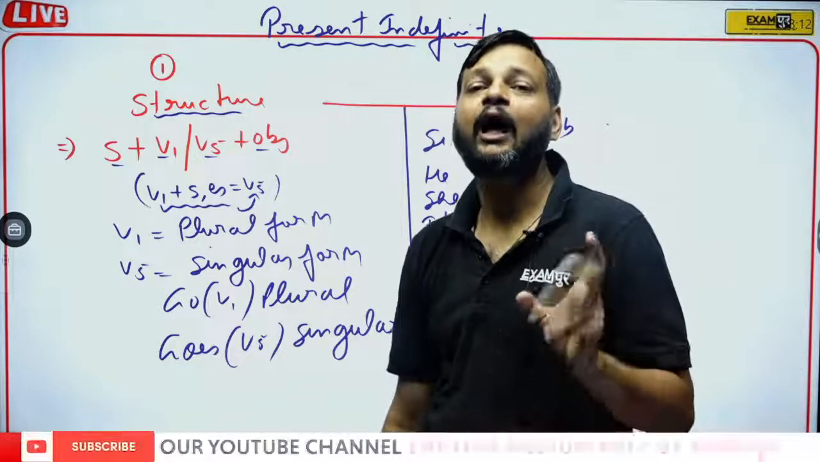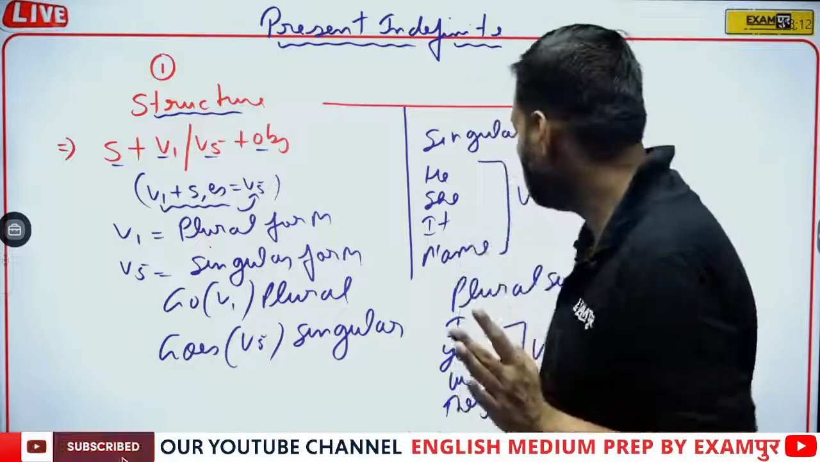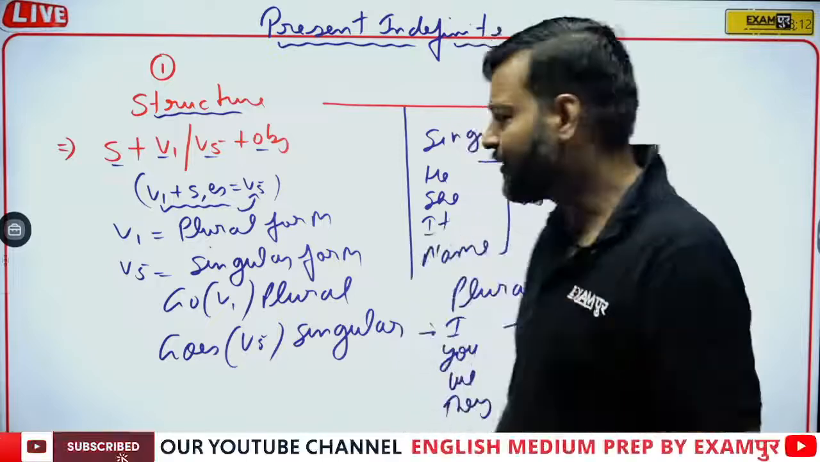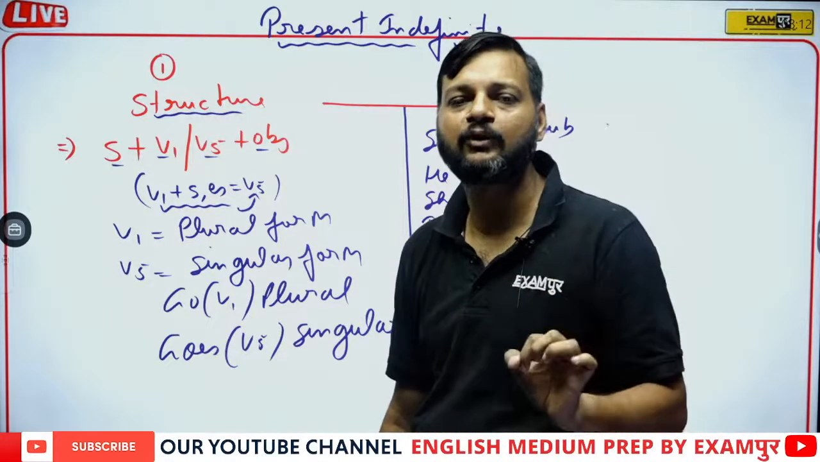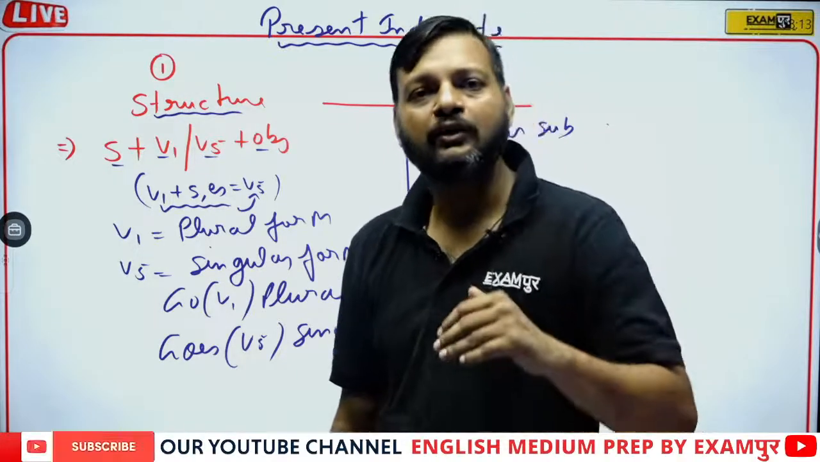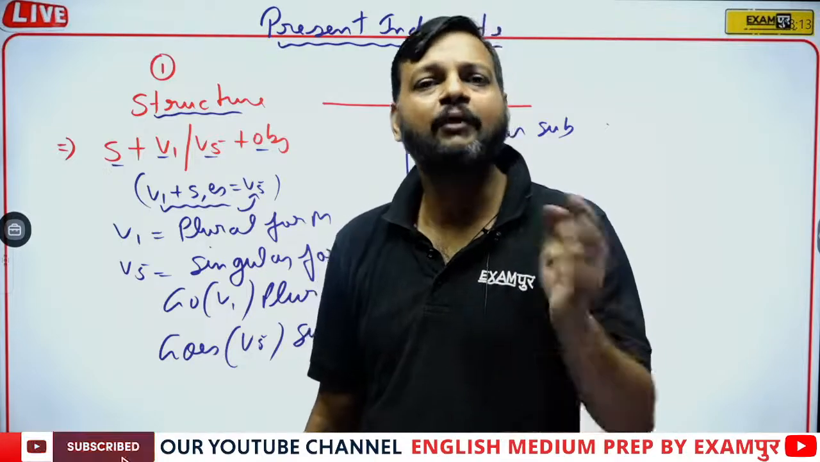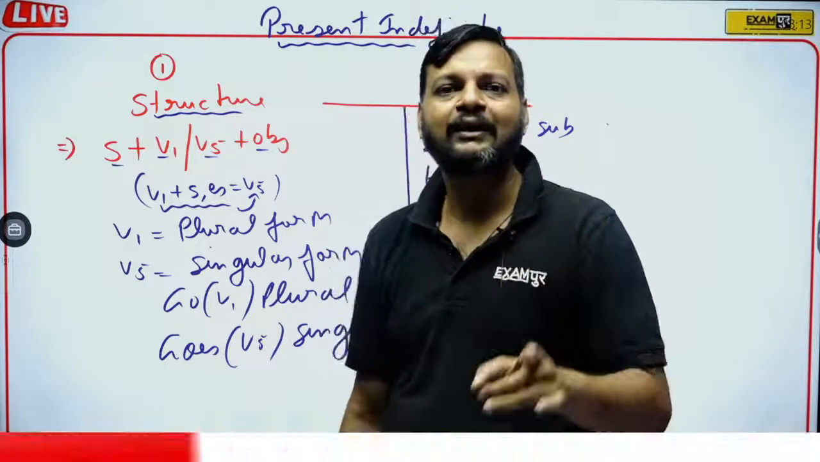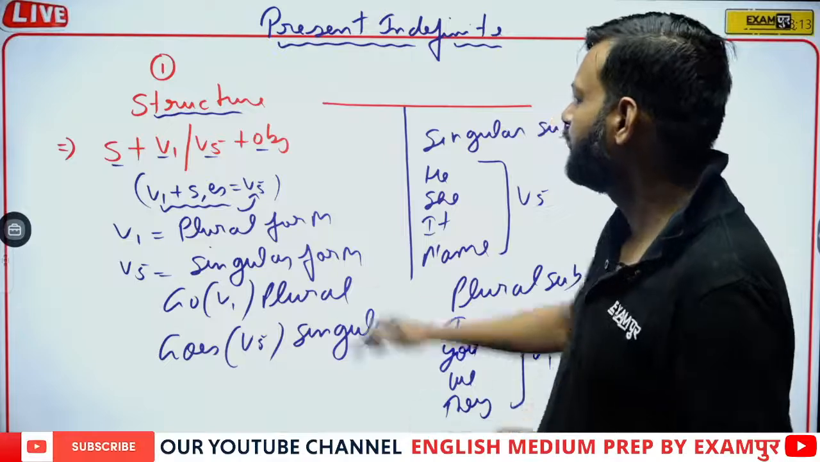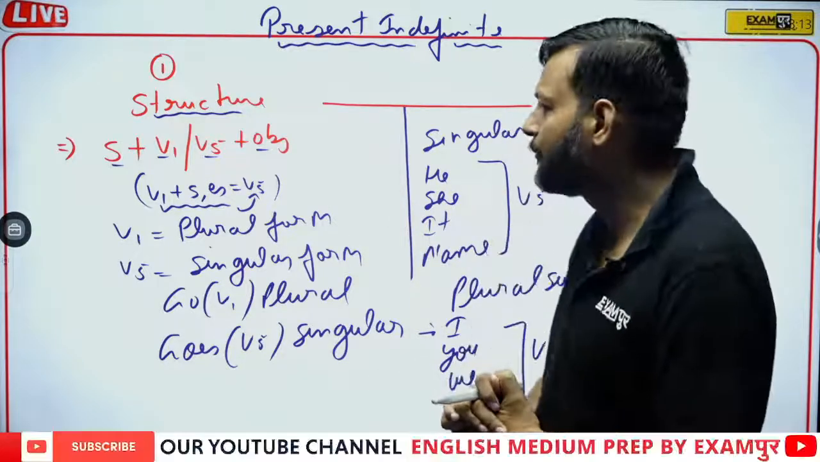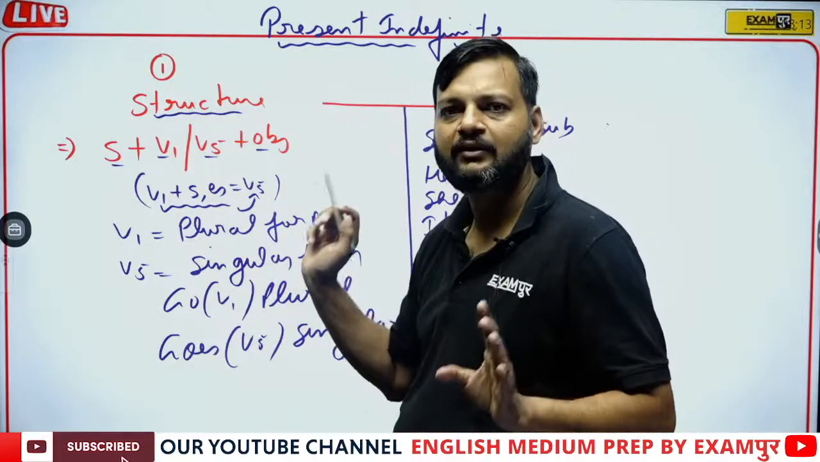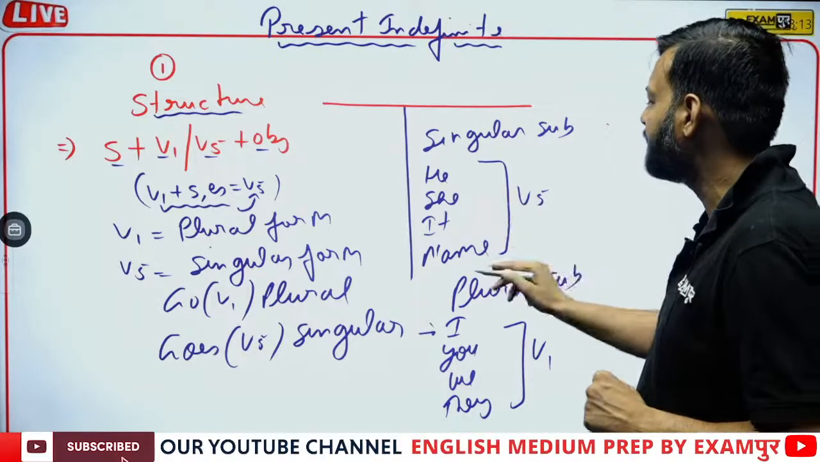Now you must be thinking, how come I is plural? Because I means I, so it must be singular, but I have written it in the plural section. My dear friends, I is not plural, but it is the first person. So not because of being plural, but because of being first person, it is followed by the first form of verb. This is the structure of present indefinite tense: subject, first form or fifth form, object. First form is plural, fifth form is singular. With singular subjects like he, she, it, or any name, we use the fifth form.